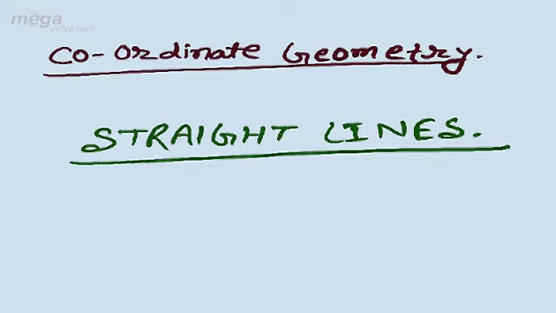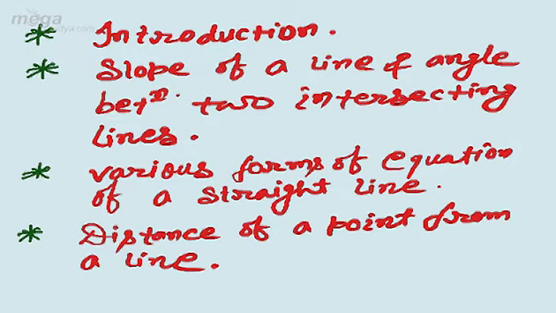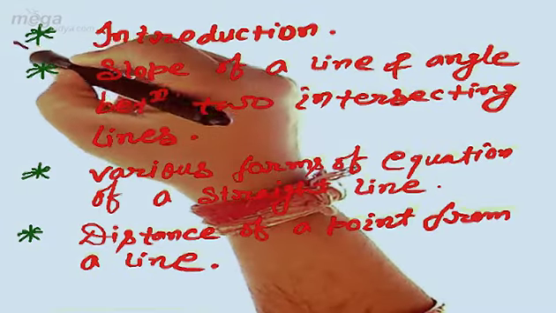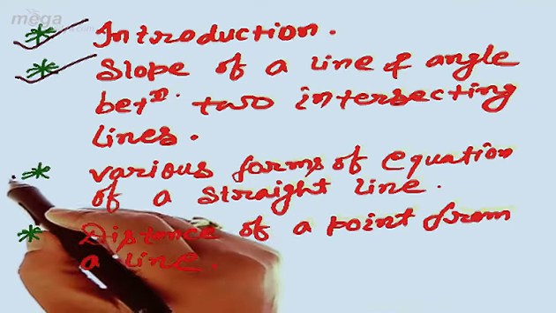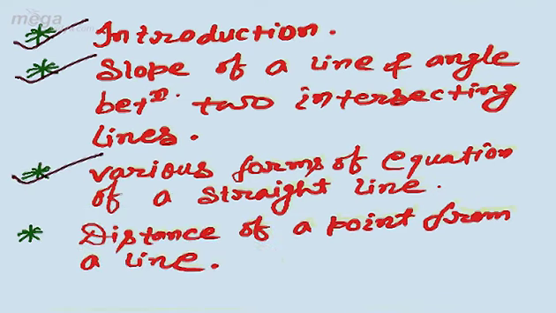Hello student, I am taking the topic coordinate geometry, which is a very important topic in mathematics from the IIT point of view. In coordinate geometry, I am taking here straight line, and in the straight line these are the topics which we do. First is introduction, second is slope of a line and angle between two intersecting lines, third is various forms of equation of a straight line.